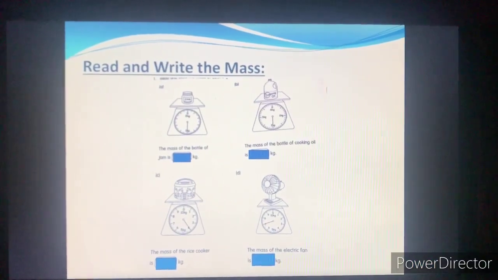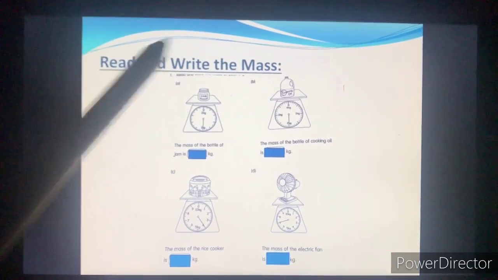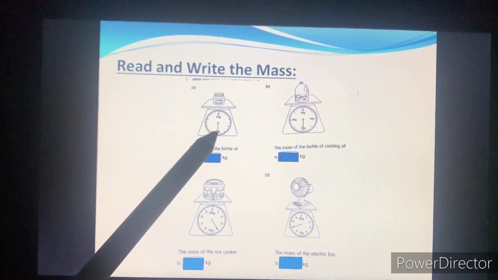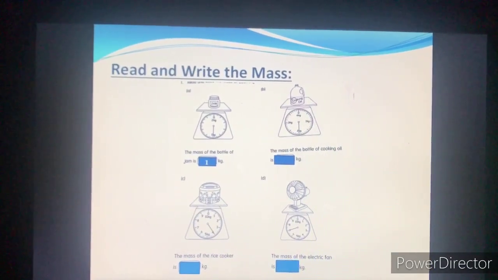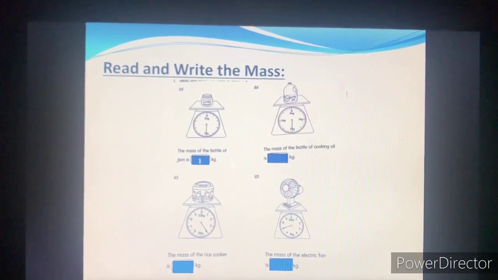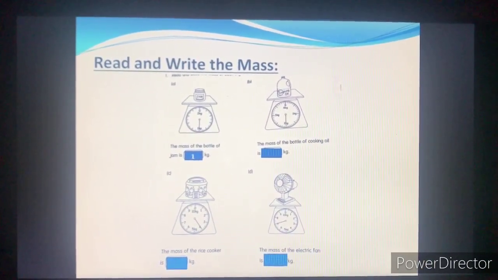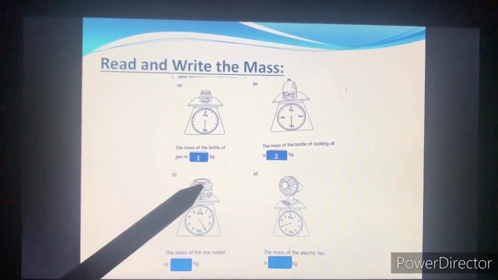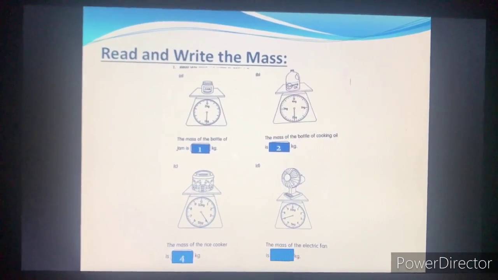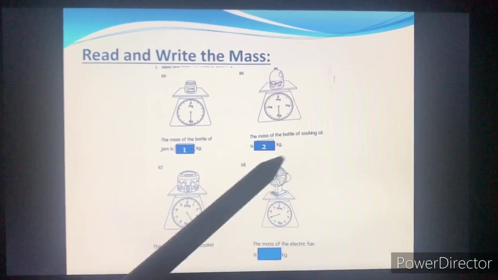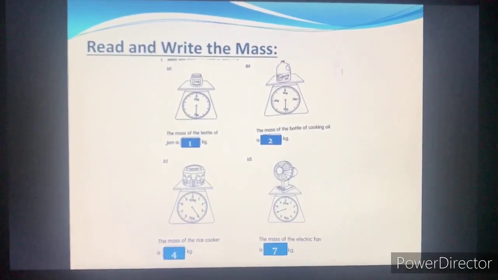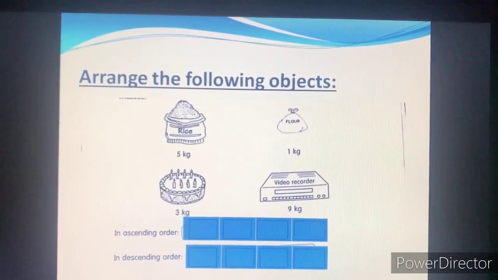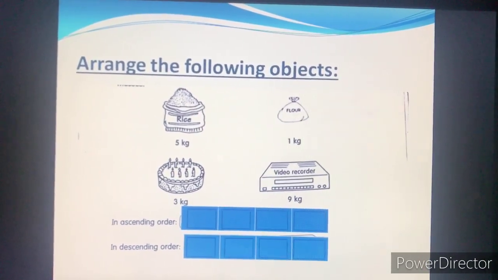Please students, look at the next page on which they want you to read and write the mass. You will see this jam. This jam is of how much? Yes, 1 kg. Then they have this cooking oil. The weight of this cooking oil is 2 kg. What about this rice cooker? Yes, 4 kg. And what about this fan? 7 kg. Excellent.